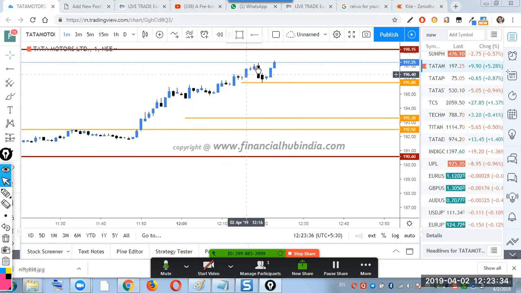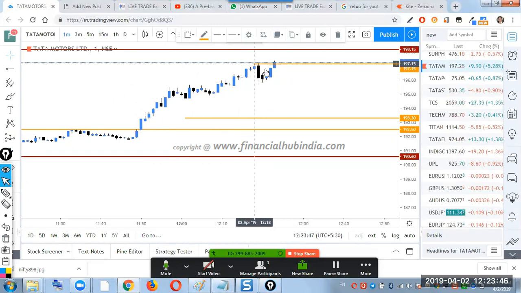The way it's moving up, I don't think this resistance will matter much, and we are breaking through this. Now, guys, what I'll do is if we are going above this, amazing, then we are trailing our stop loss below this. All right, so that's how we'll have to manage this trade.